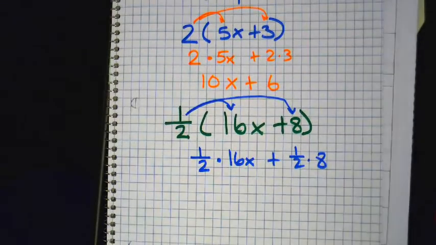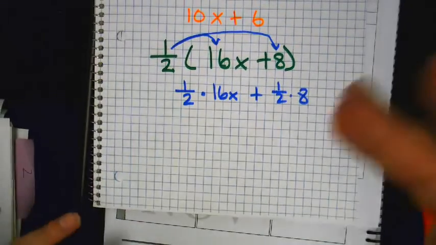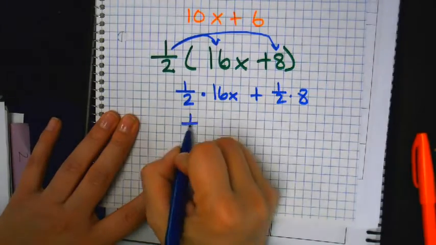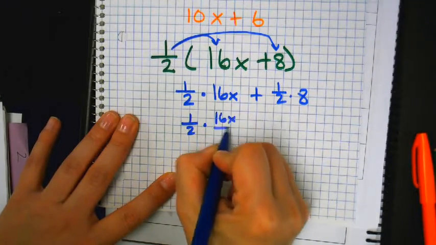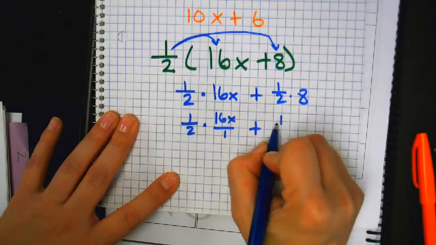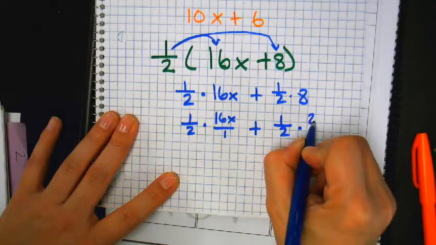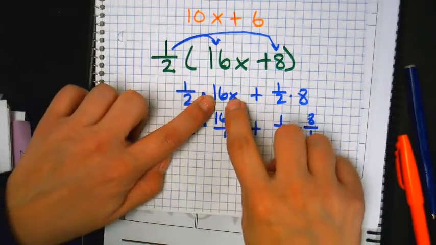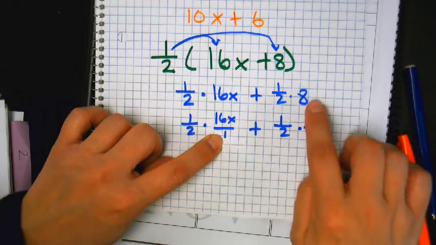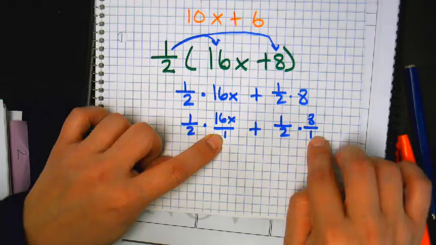Now I'm going to show you the math and then I'm going to make it simpler. So it's 1/2 times 16x over 1 plus 1/2 times 8 over 1. So I just changed this into a fraction by putting it over 1, over 1. No big deal.